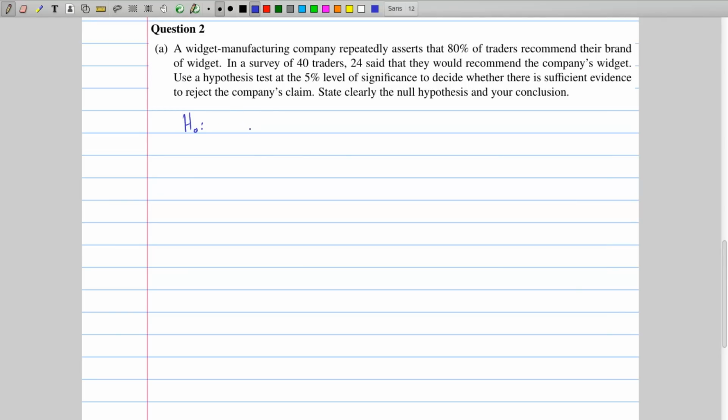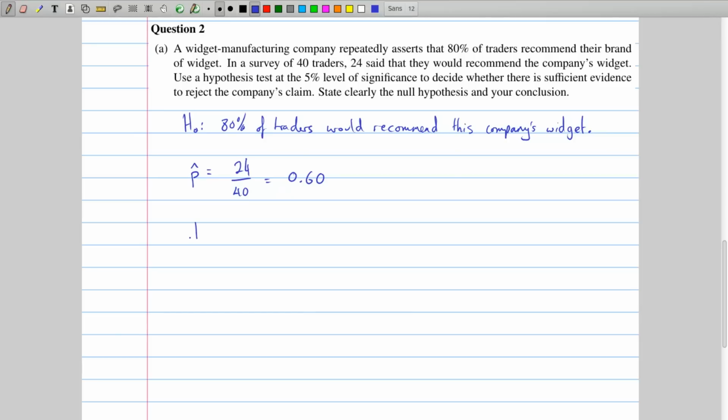In this case, it's that we believe this company, that 80% of traders would recommend this company's widget. The way we do the hypothesis test is we work out two things. First of all, the population proportion. That is, what proportion of people based on this survey said they would recommend the widget. It was 24 out of 40, which is 0.60 or 60%.